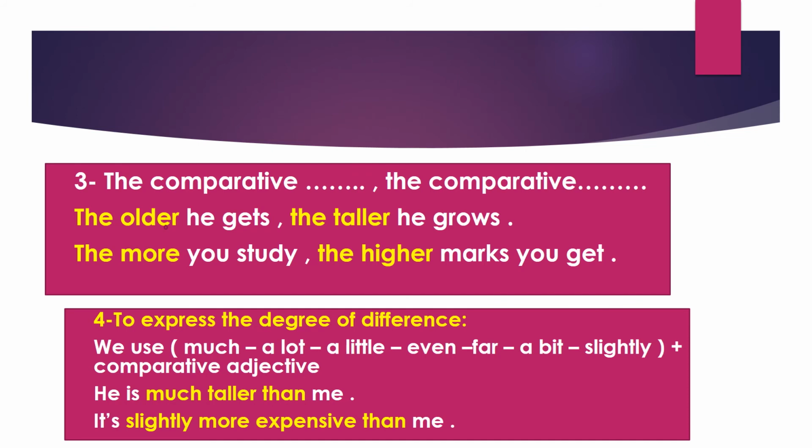When we use the plus comparative and then the plus comparative in the second sentence, it means كلما كلما. Like I say, the older he gets, the taller he grows. Or the more you study, the higher marks you get. Here, I used the comparative adjective after the, which means the adjective plus er or more or less plus the long adjective.